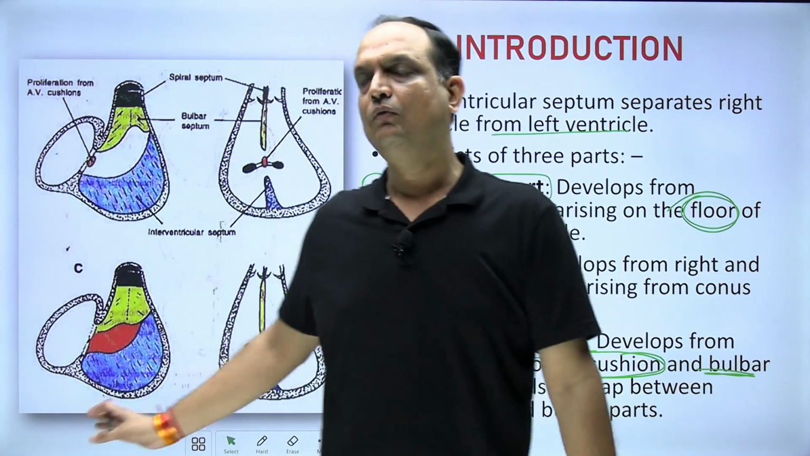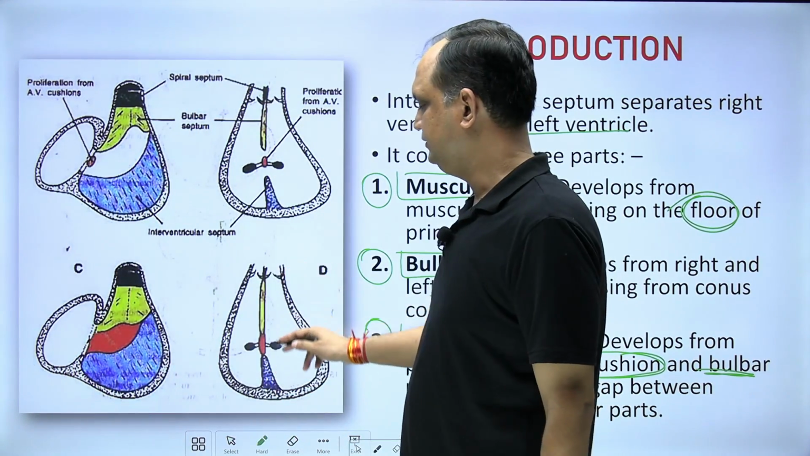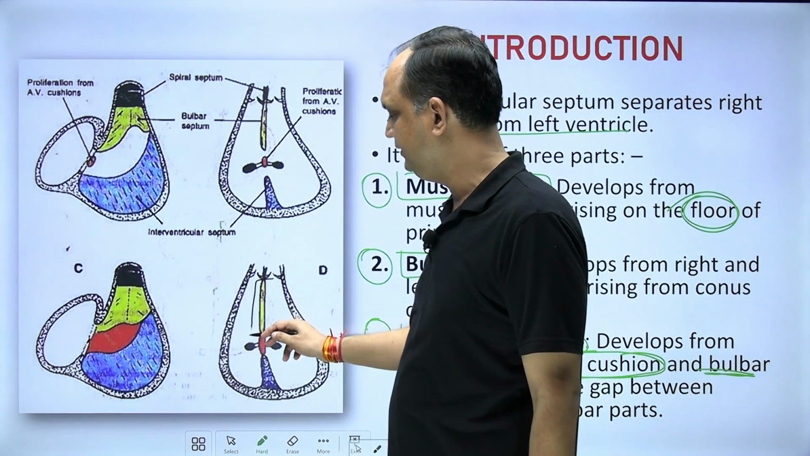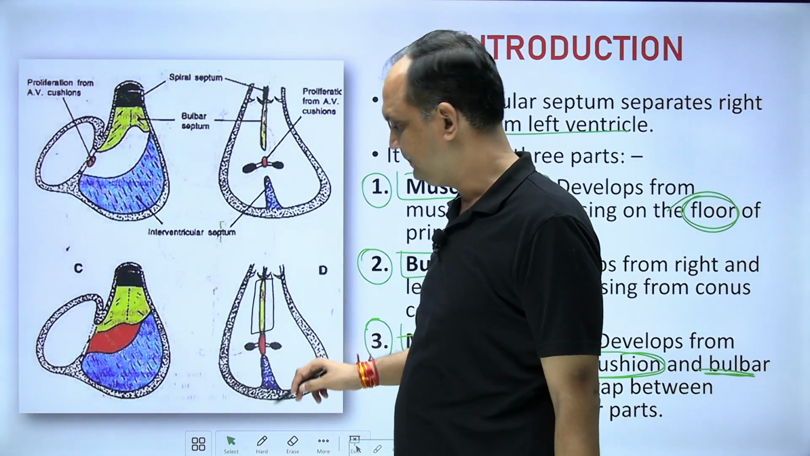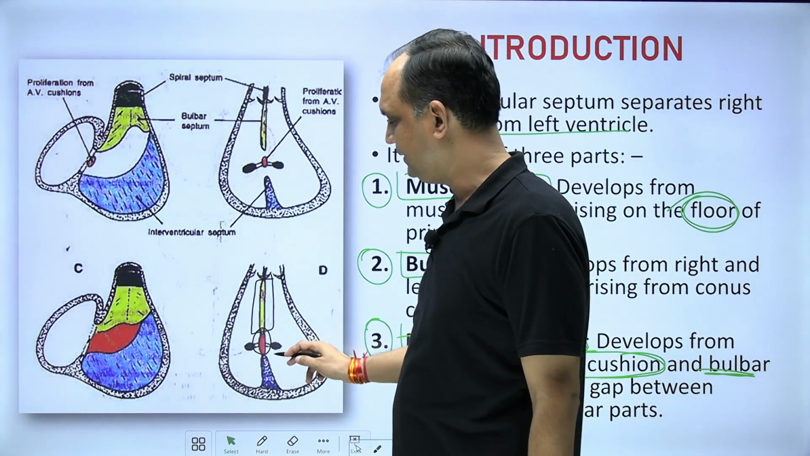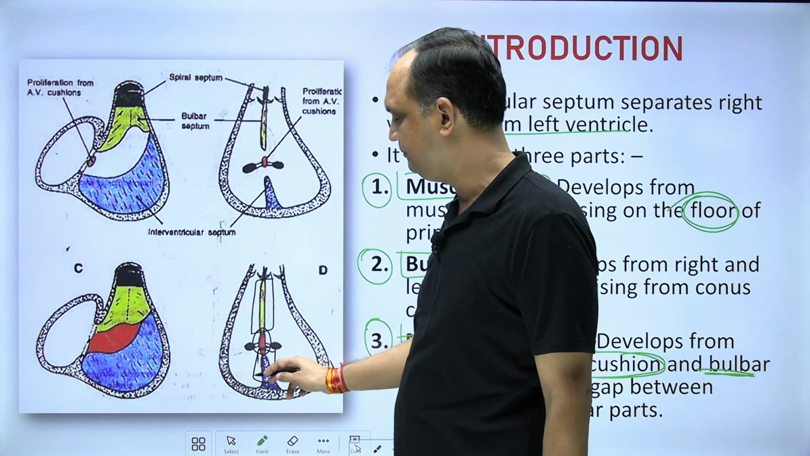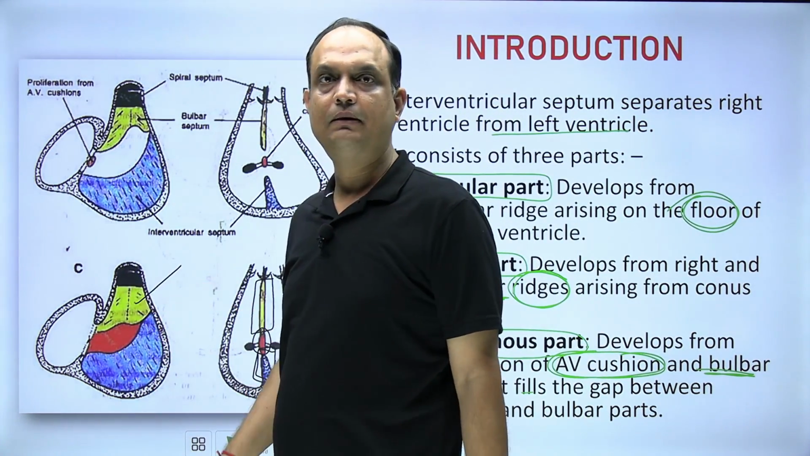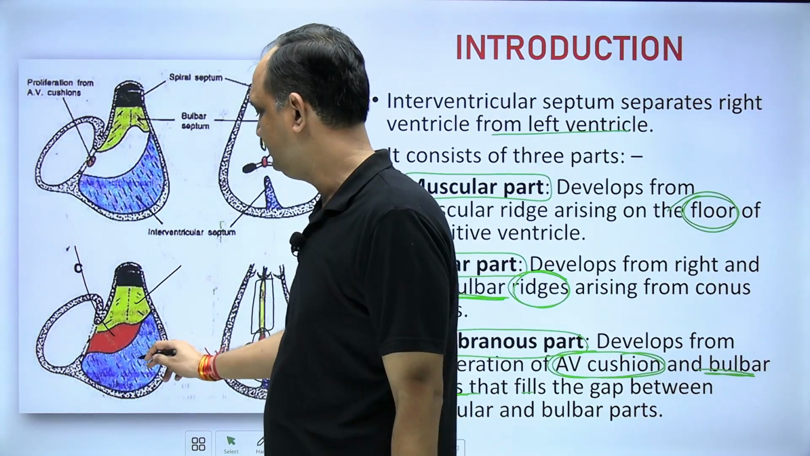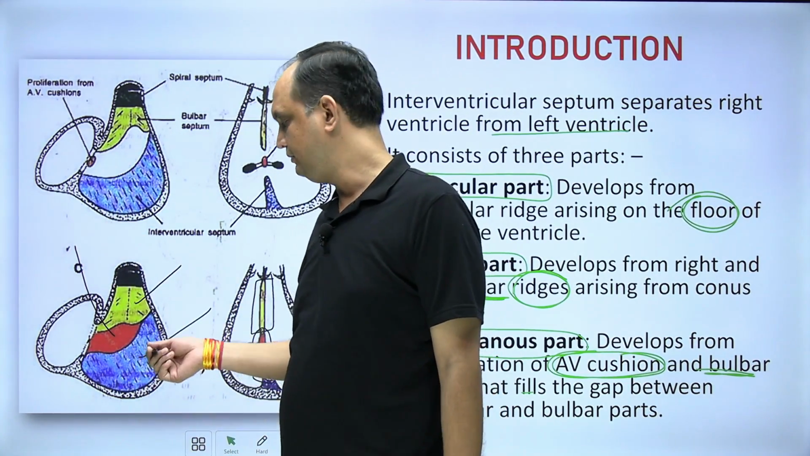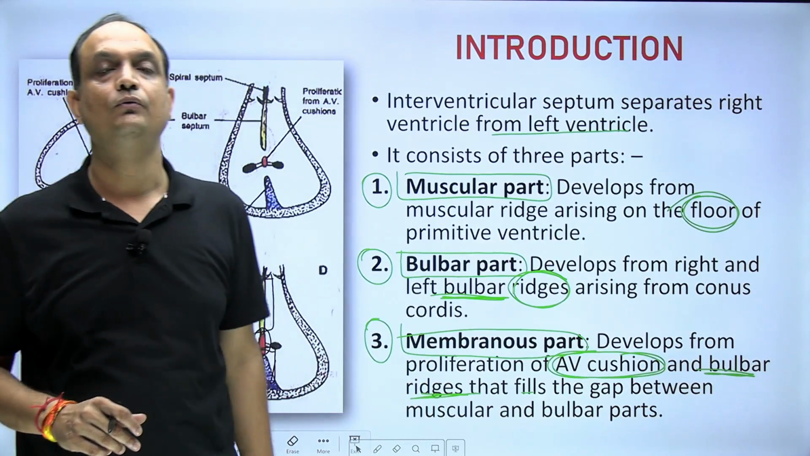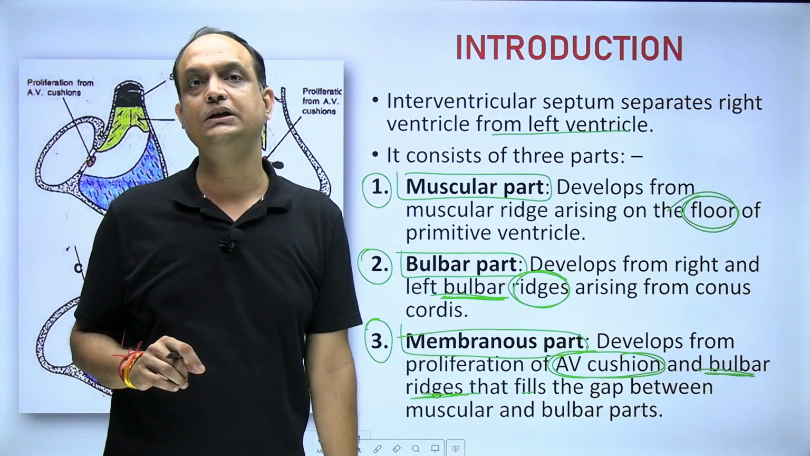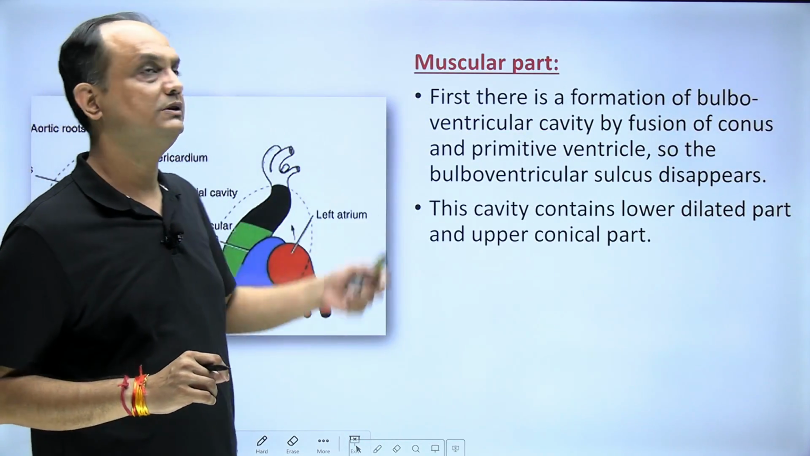So in this diagram, what you are able to appreciate is your interventricular septum. This interventricular septum is divided into three parts. This area is the bulbar part, the middle portion is the membranous part, and this lowermost area is your muscular part. Here you can see this yellow colored area, this is the bulbar part, this is your membranous part, and this lowermost blue colored area is the muscular part of the interventricular septum. So dear students, we will discuss a few lines about each part one by one. First is the muscular part.